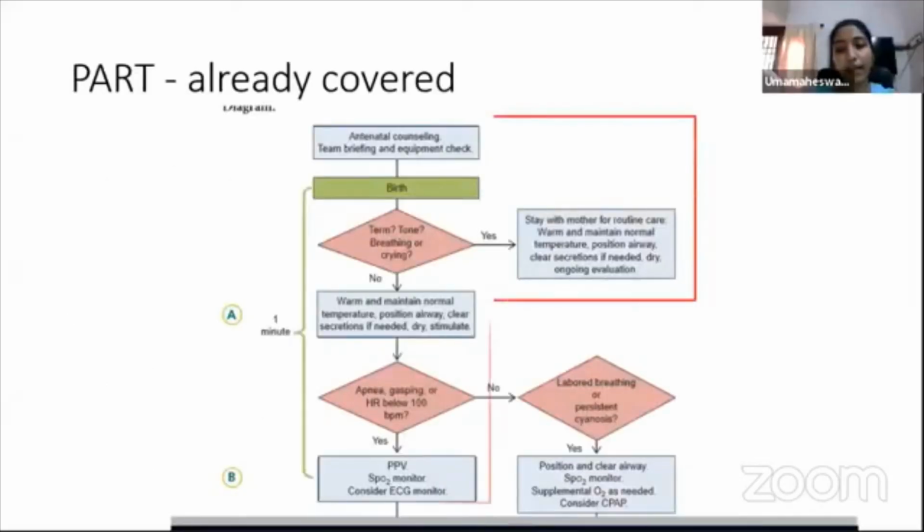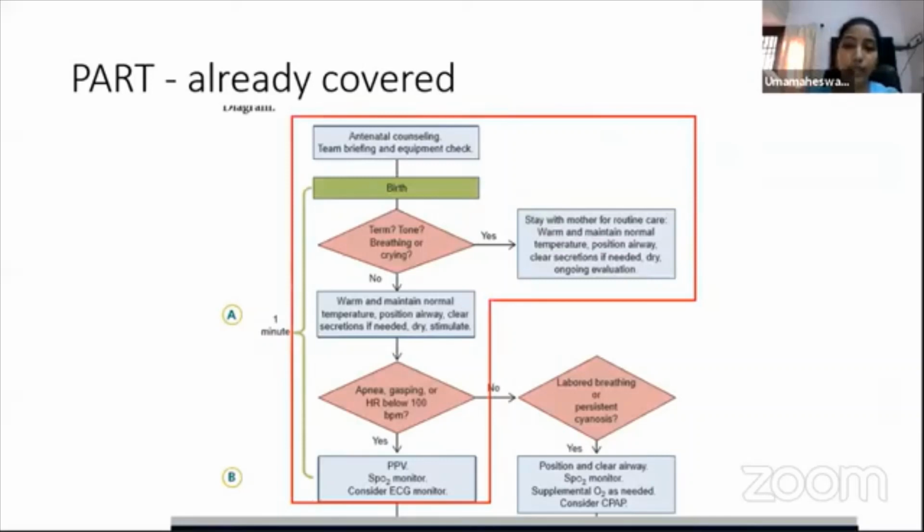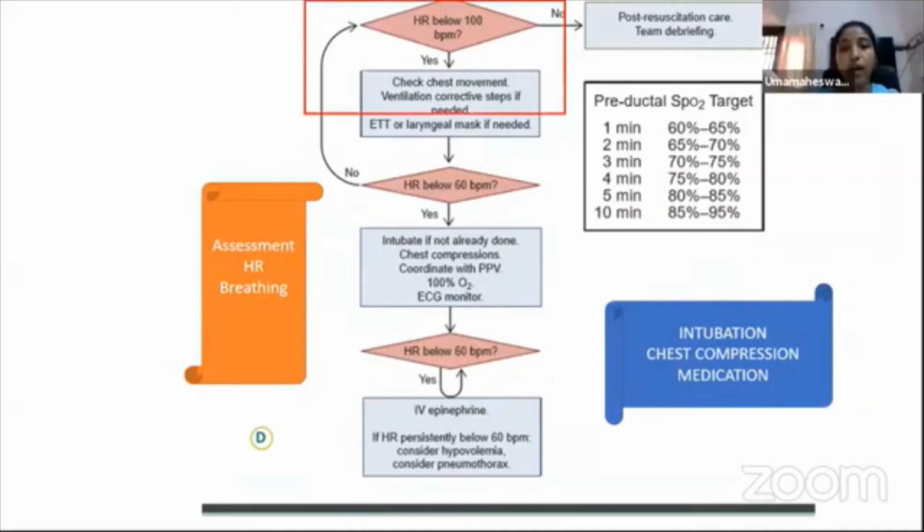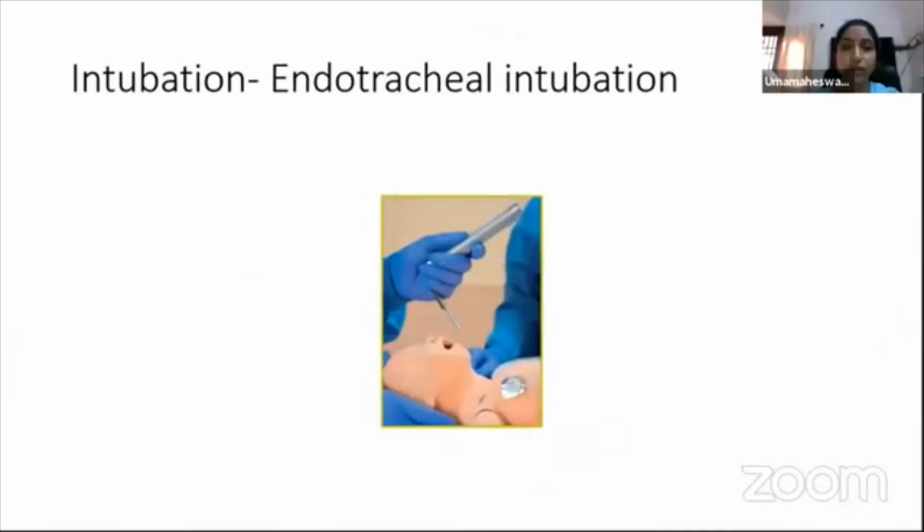This part has already been covered beautifully by my colleagues, Dr. Balakrishnan and Dr. Vinod, and a part of this book is covered. So I am going to cover intubation, chest compression, and medication. We need to remember that the assessment all the time includes two components, namely heart rate and breathing. And since we have connected the pulse oximetry at this stage, it would also include saturation at all the points of assessment.